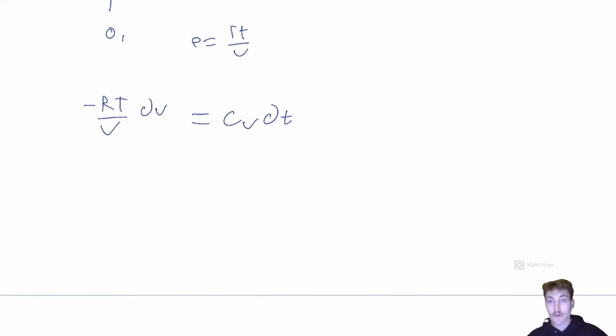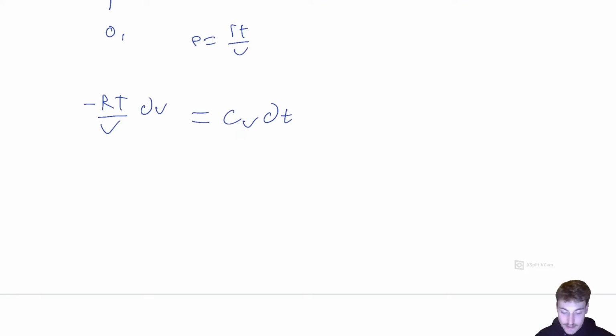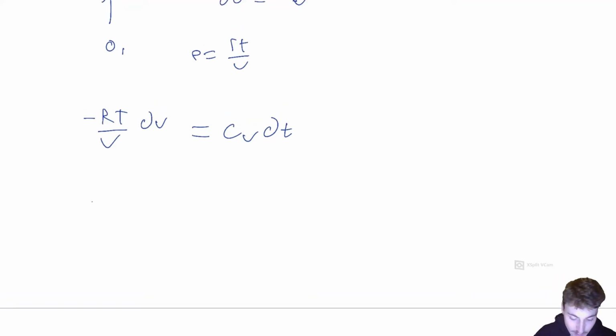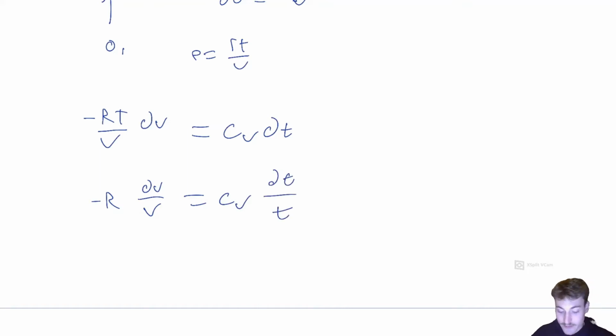And then from here, we're going to want to integrate this, but as of right now, it's not that easy to integrate, so we're going to do some algebra. So if we move the T to the other side, and then keep everything else the same, this becomes negative R, and then just so we can see this easier, this becomes dV over V is equal to the specific heat times the change in temperature over the temperature itself.